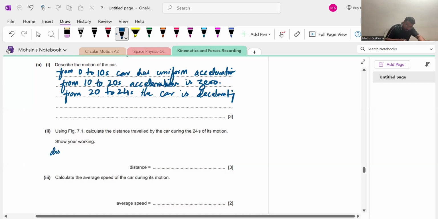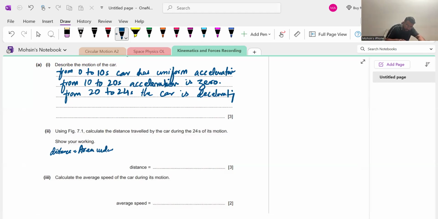So distance is the area under the graph: 1/2 (A + B) times height, which is (24 + 10) divided by 2 multiplied by 16, that is 272. So it will be 270 meters in two significant figures.